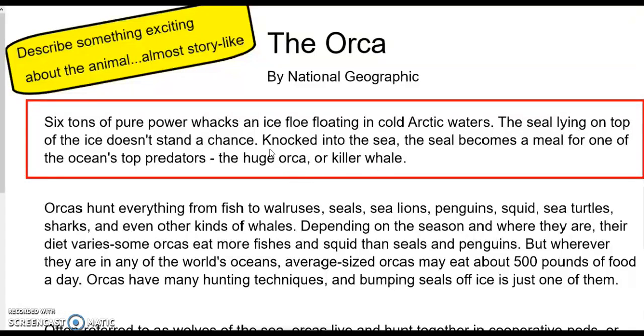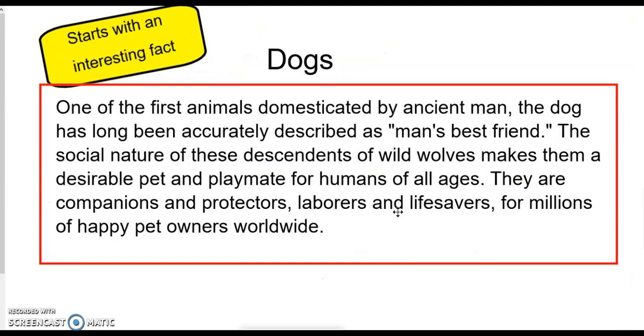So in this example, the author is describing something that the killer whale does. It grabs our attention by almost telling a story about how the killer whale is going to get the seal. We know that this whole article or report is written about the killer whale. So it has done both things it needs to. It's captured our attention and it's told us what the topic is about. Here we have another example.